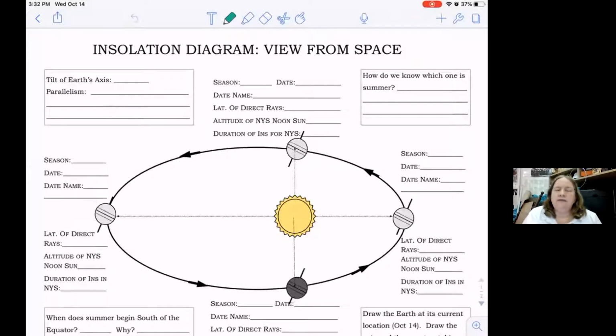Hello. So this is the lesson that you missed today on Zoom. It's really important that you see this information and get this information. So I'm going to go through this quickly for you so you have it.